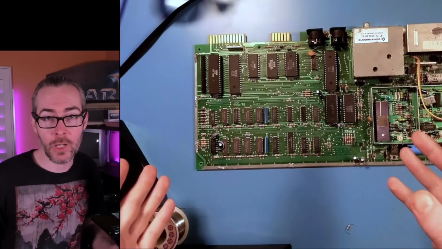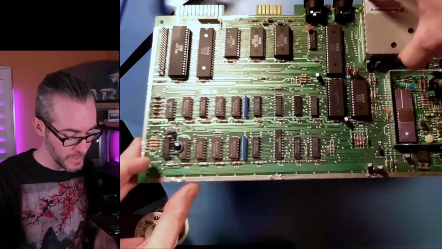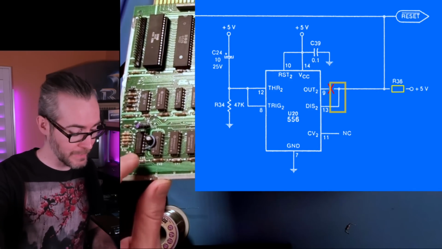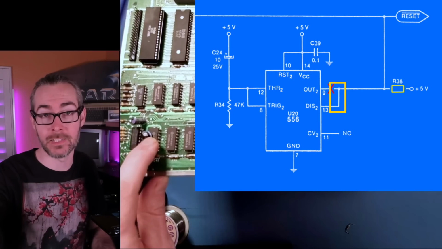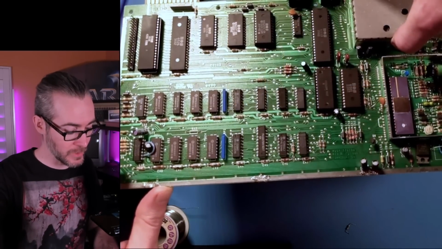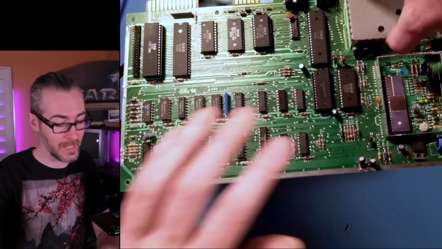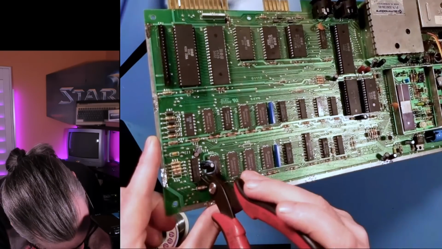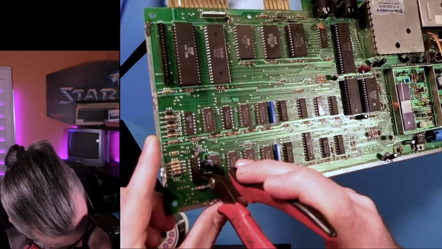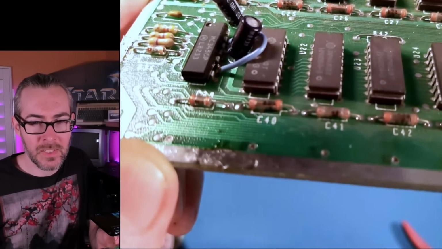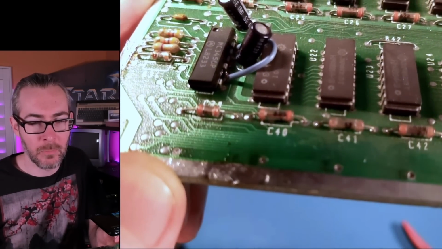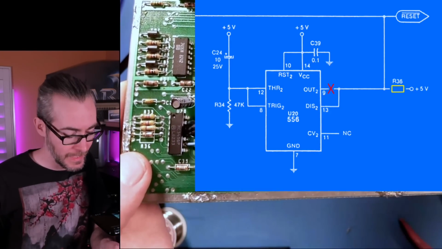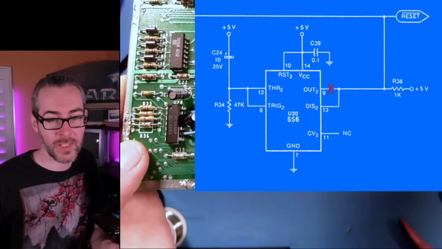Now, the reset mod itself involves two different steps. The first is to cut the leg of the 555 timer at the output pin while leaving the bodge wire in place and connected to the PCB. So that's going to make it so that only the discharge pin is connected to the reset circuit while the output pin will just be left floating. So here's the output pin snipped off while leaving the bodge wire in place. And next we want to take this unpopulated R36 and install a 1 kilo ohm resistor.